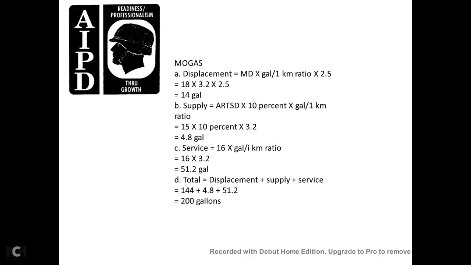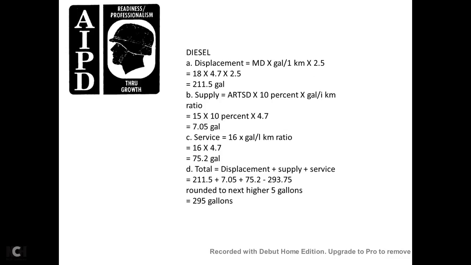The mo gas displacement is MD times the gasoline-per-kilometer ratio of 2.5. 18 times 3.2 times 2.5 is 144 gallons. Supply is RTSD times 10% times the gallon-per-kilometer ratio: 15 times 10% times 3.2 equals 4.8 gallons. Service is 16 times the gasoline-per-kilometer ratio, 51.2 gallons. Total displacement, supply and service: 144 plus 4.8 plus 51.2 equals 200 gallons.